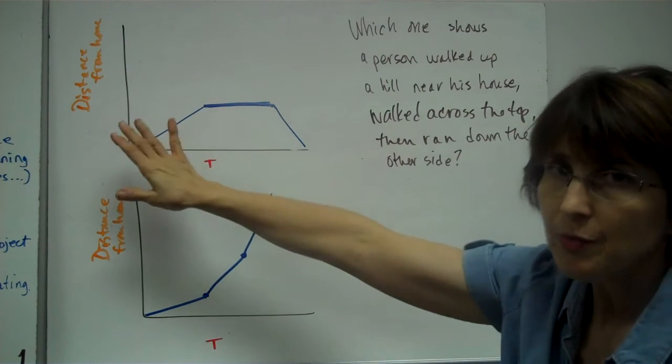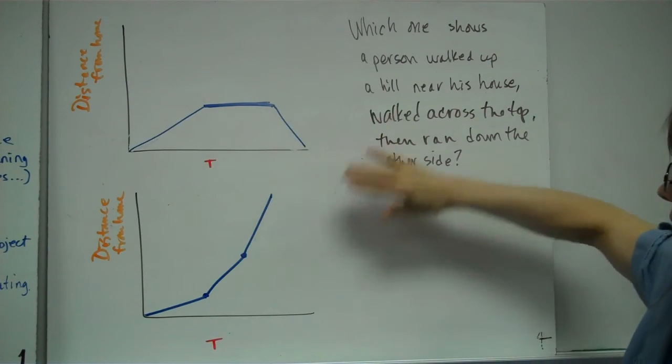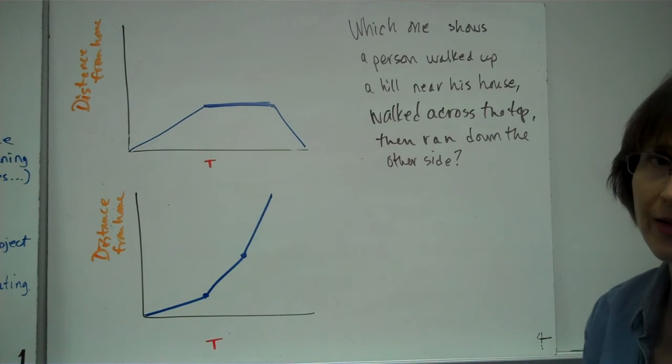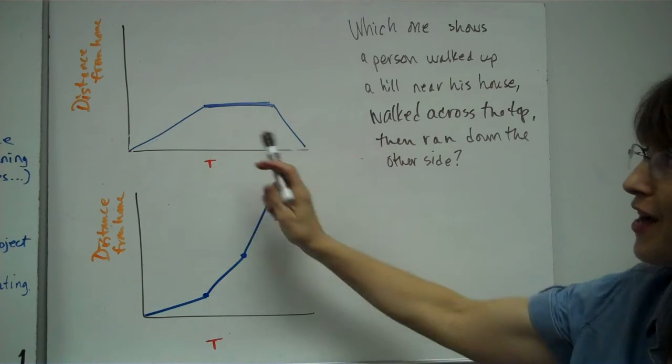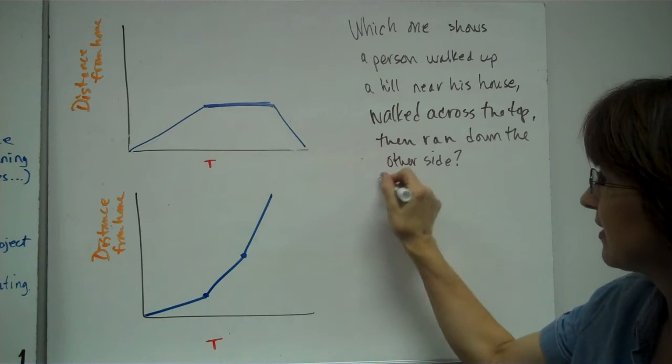All right, so now we have some other ones. Again, same thing, distance from home and time. Now here's a question. Which one of these graphs shows a person who walked up a hill near his house, walked across the top of the hill, and then ran down to the other side? Well, I think you know it's not going to be that one because that's pretty obvious. But you're right, this is the one that it is. It's this one right here.